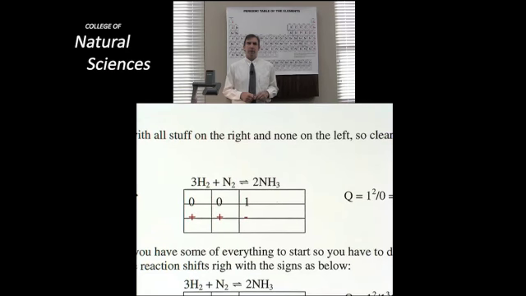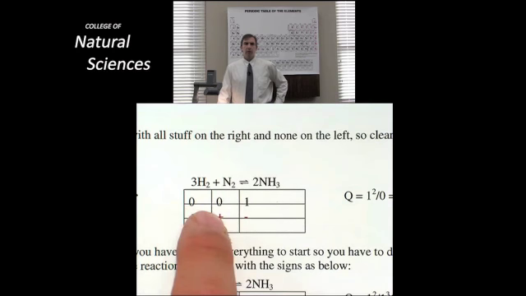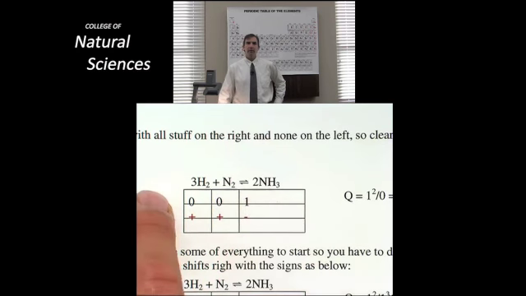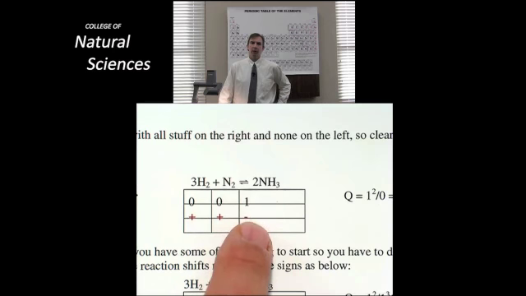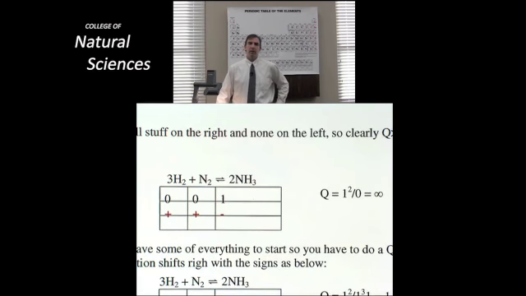Well, let's look at another example, an example where we start with everything on the right-hand side, all ammonia in this case and no hydrogen or nitrogen. Once again, we have a situation where we don't really have to do any mathematical calculations to figure out the answer. There's only one way this reaction can shift, and that is to the left, which means that the ammonia has to go down and the hydrogen and the nitrogen have to go up.